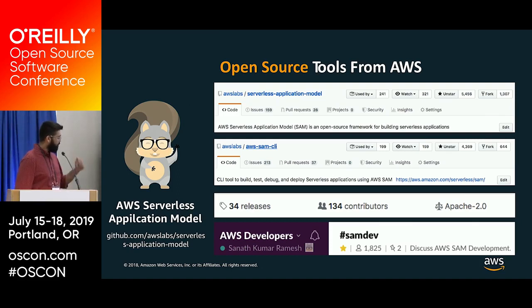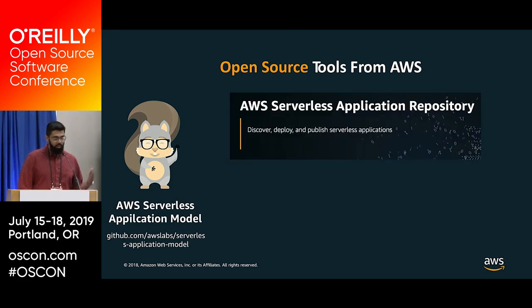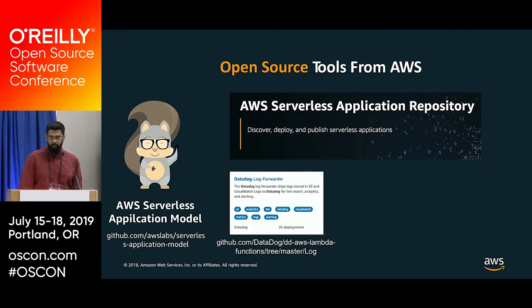SAM has 2 GitHub repositories. It has an active community on Slack with over 1,800 members in it. And it has over 100 contributors that have contributed to code, documentation, and issues and everything. SAM is integrated into the Serverless Application Repository, so you can write your serverless applications and share them with others, and you can also make them public on the repository for others to consume.